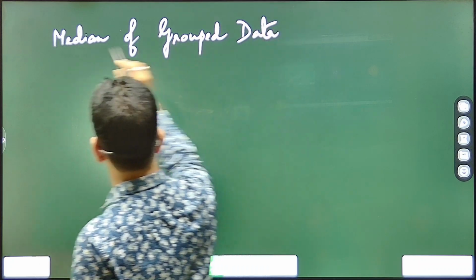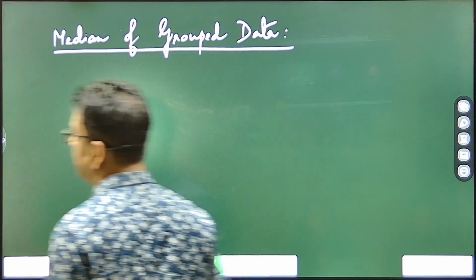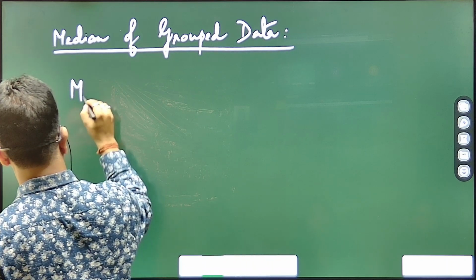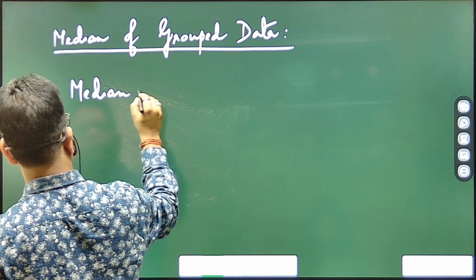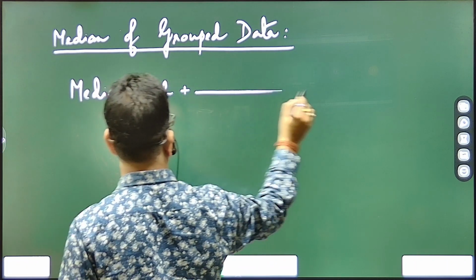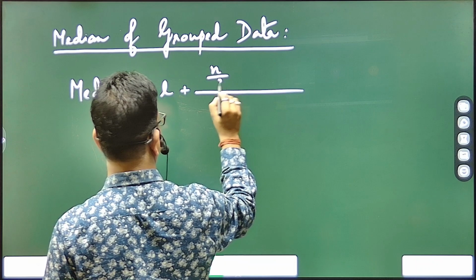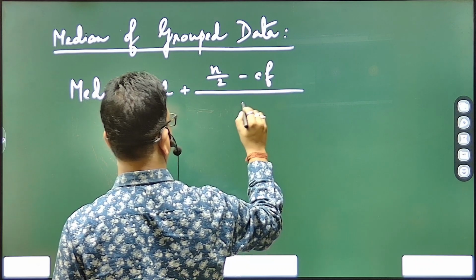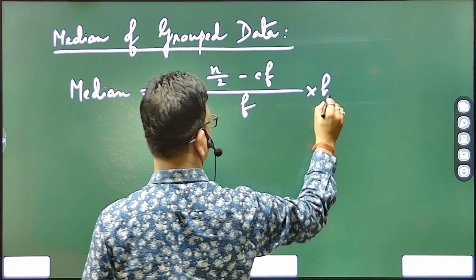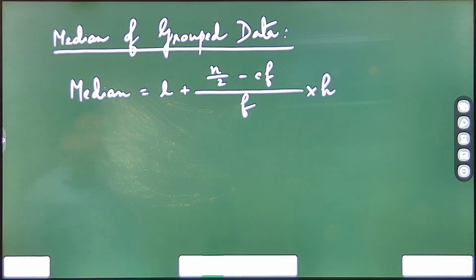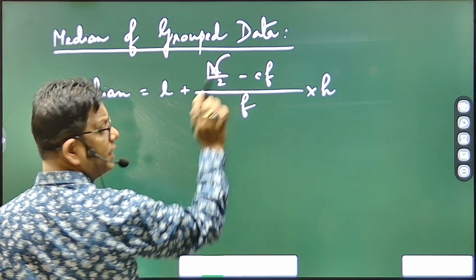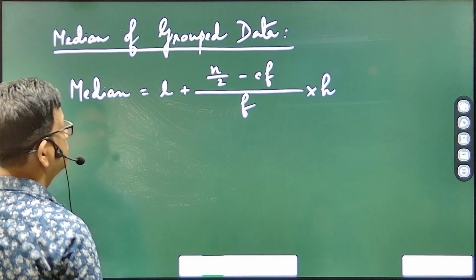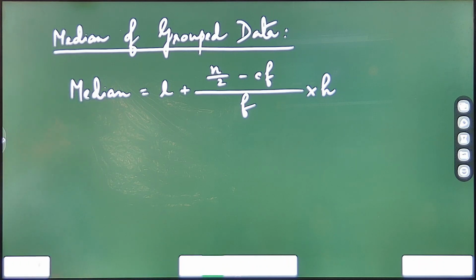I thought of starting this, but we will not have time to do this. So, median for group data is L plus n by 2 minus CF divided by F into H. This is the formula. L plus n by 2 minus CF by F into H. In your textbook it might be capital N also. That doesn't matter. So this is the formula for finding median of group data, which I am going to start in my next class.